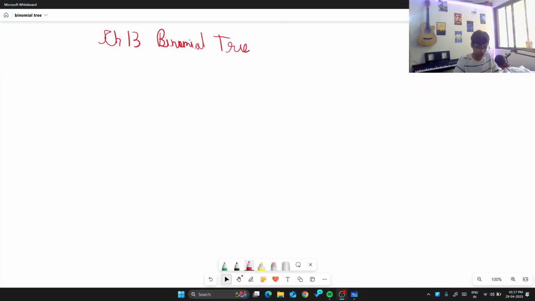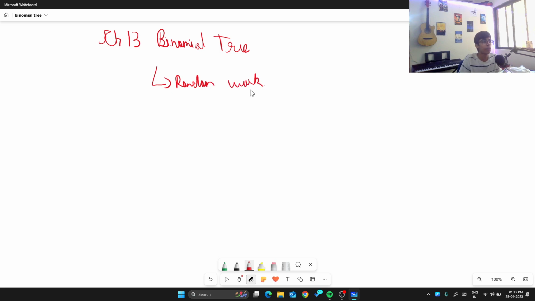You can understand the binomial model as a discrete time model, so it is not a continuous model, and we will start this model without any delay. So let's go back to our board. Here is the concept of a random walk.